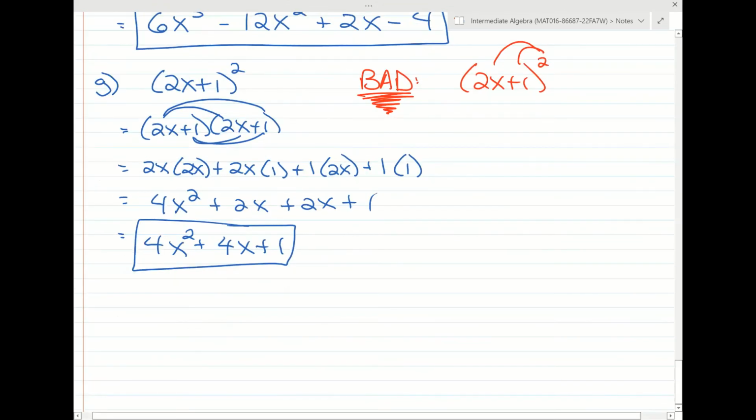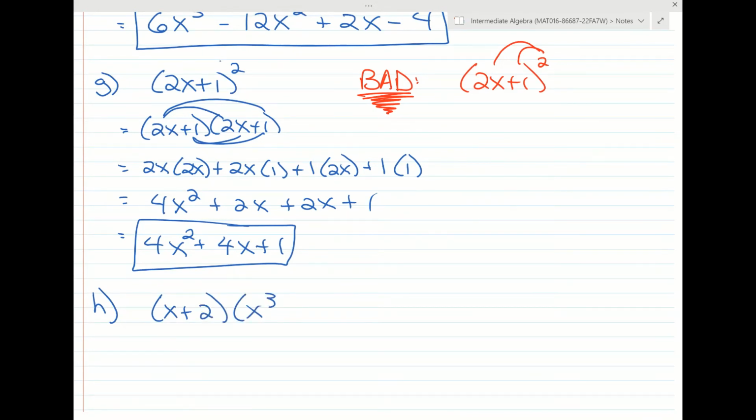And then one more of these. What if we had x plus 2 times x to the third minus 4x plus 1? The difference with this, obviously, is we have binomial times trinomial. But in math, the steps are exactly the same. The only thing that changes are the numbers. So just like before, we're going to multiply x times everything. Then we're going to multiply the 2 times everything.